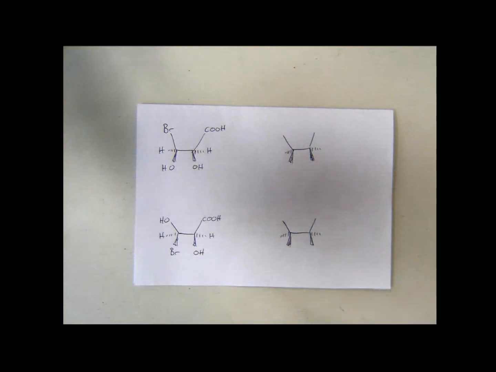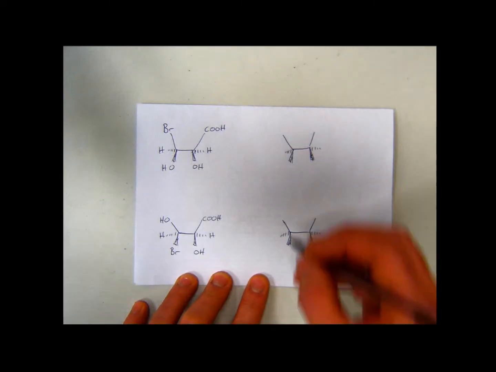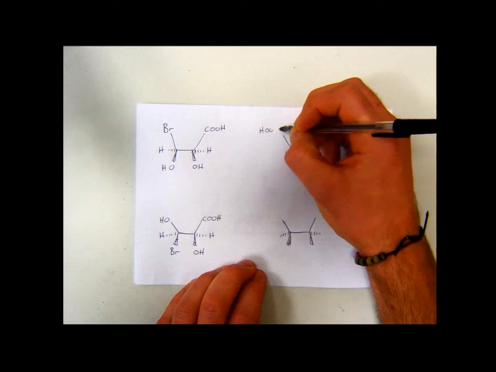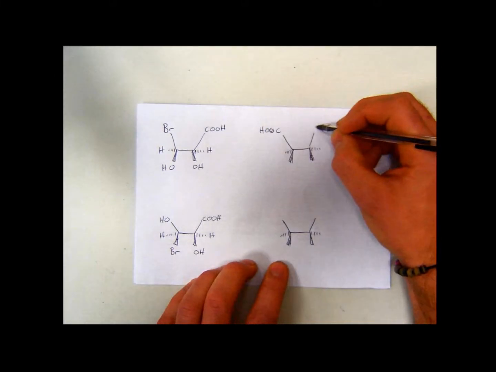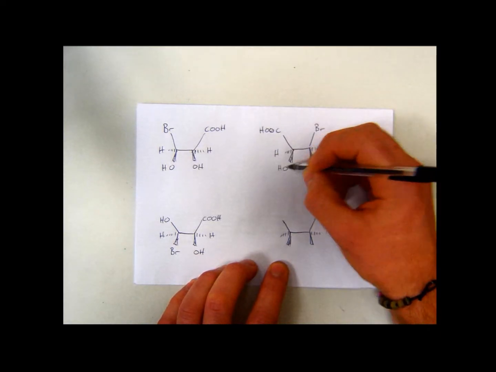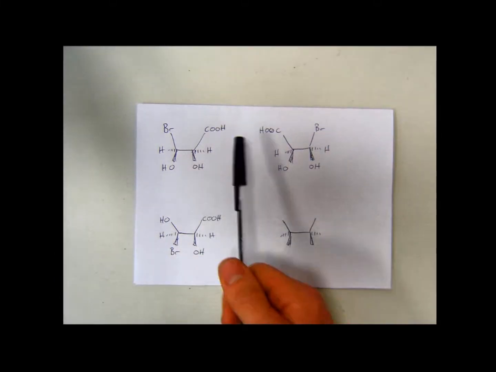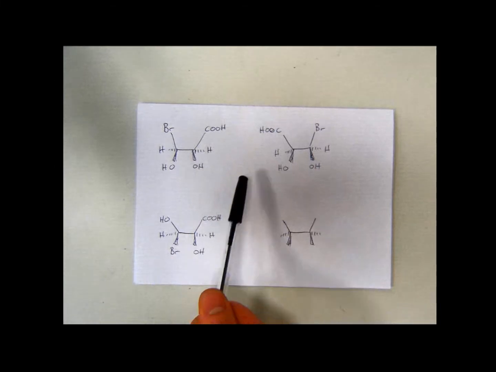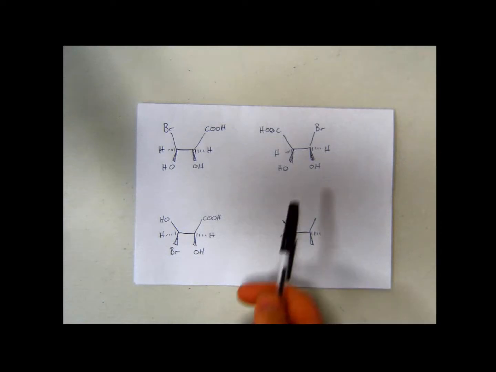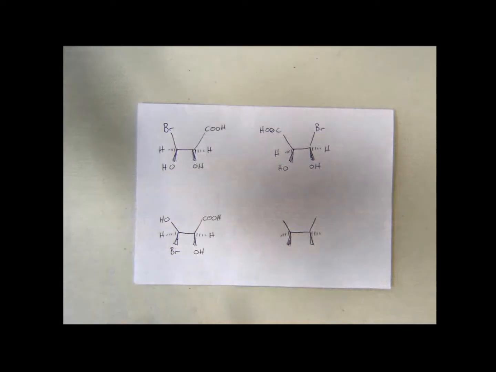We can also draw each molecule with two different stereocentres changed. I've drawn this as the mirror image to make it clearer later on. However, you can see if you flip this molecule over, it does not superimpose on this one.